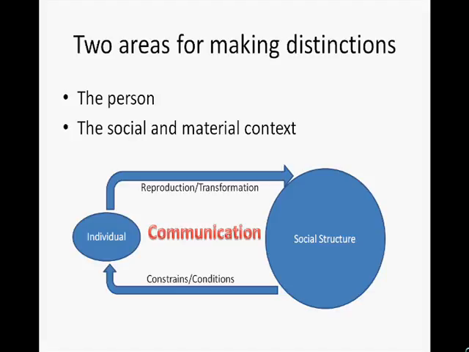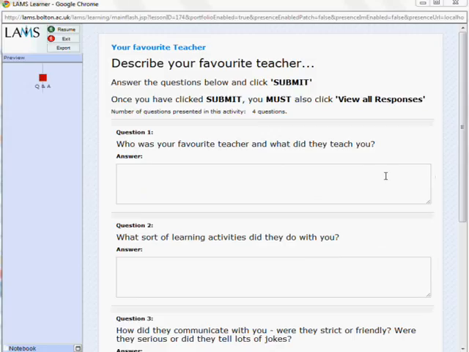And in this diagram, I'm showing how the relationship between the individual and the social context is a dynamic one, where the individual reproduces and transforms the social context, and the social context constrains and conditions the individual. So let's do the first activity.